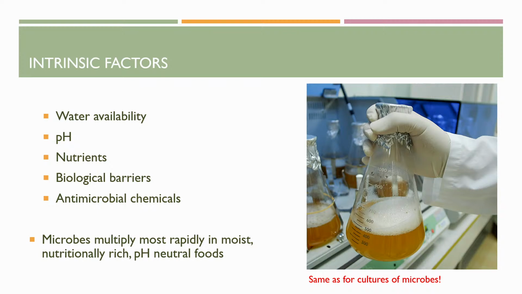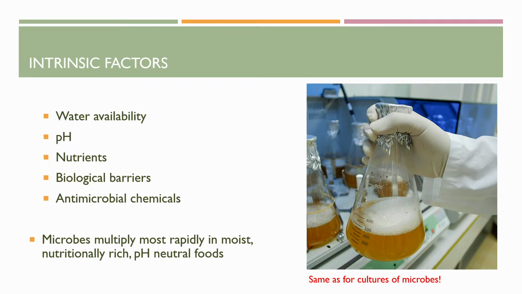Microbes normally multiply more rapidly when the environment is moist, there's a lot of nutrients, and pH is neutral. And so it's similar to cultures of microbes that we make in the lab in nutrient liquid media or on solid agar media. Microbes like moist, nutrient-rich environments. So those are intrinsic factors as well as water availability that can influence food.